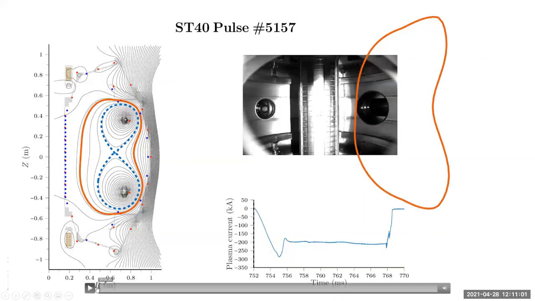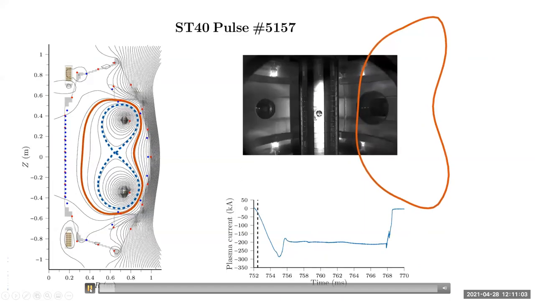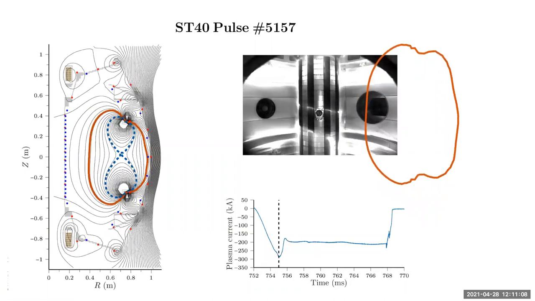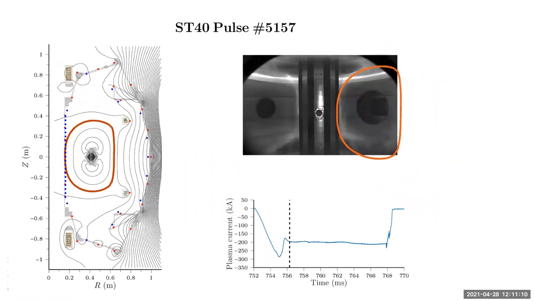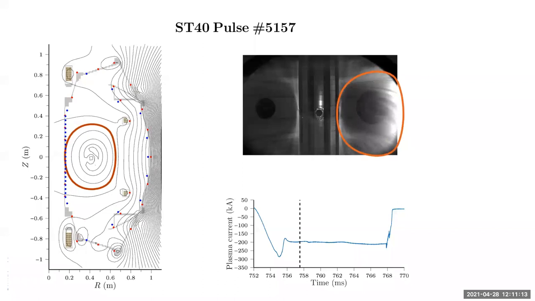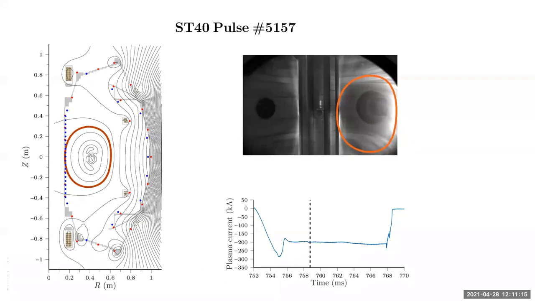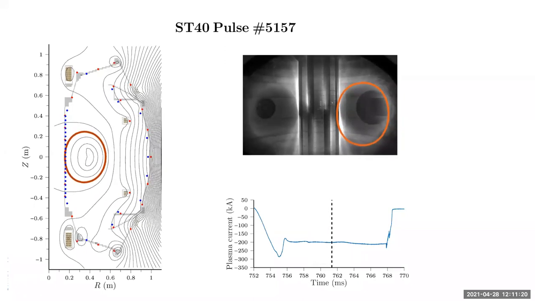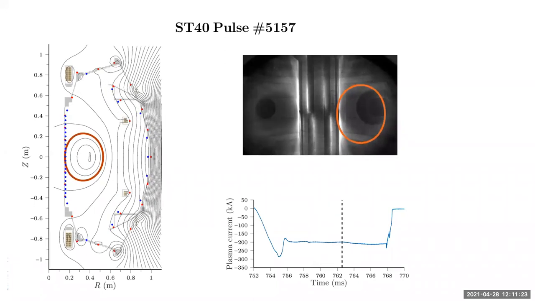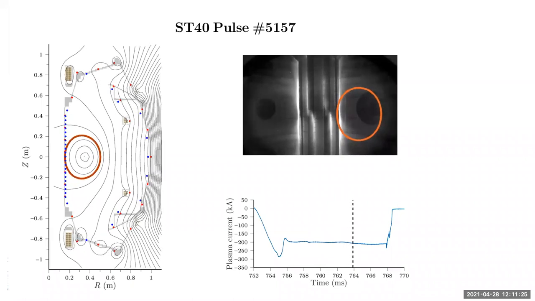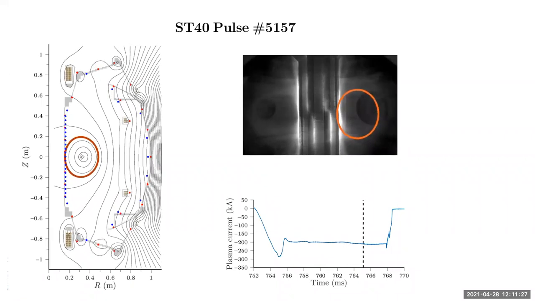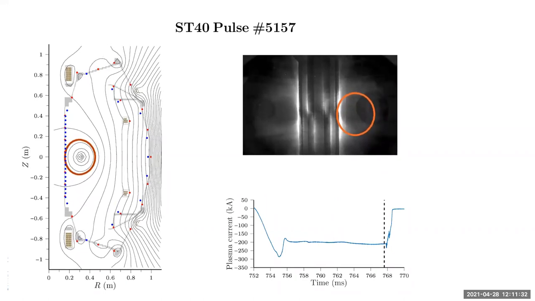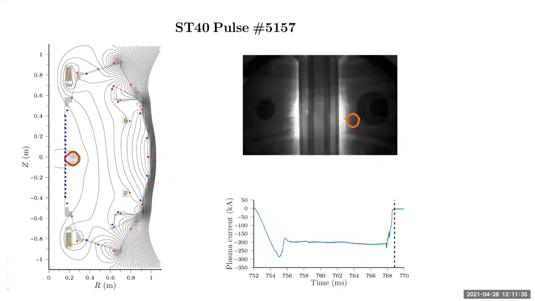And here is a video that shows how this looks. You can follow the plasma current on the bottom, on the right hand side, and you can see the plasma forming in the vessel. And on the left hand side is the magnetic reconstruction of this plasma. So that's how the ST40 plasma starts. And that's how it ends.